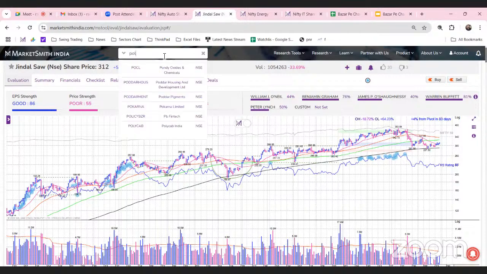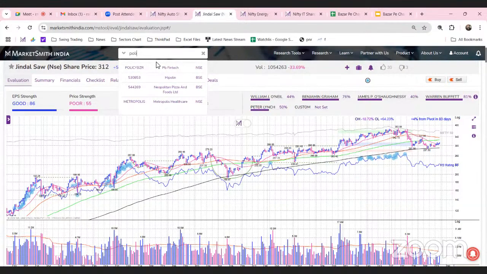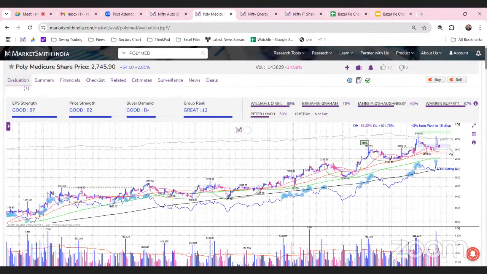Next is Polymed. So Polymed's trend is bullish. In this month only, it has registered a new all-time high, and after that, it has shown some profit booking. Then again in this week, it has shown good action, and then yesterday and today again some profit booking. But it is holding above 50 DMA.